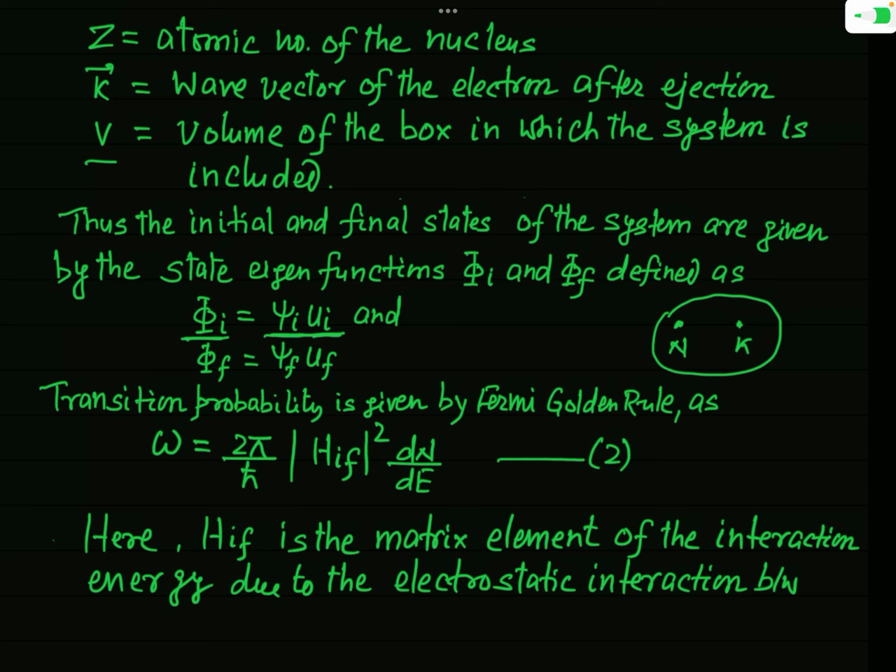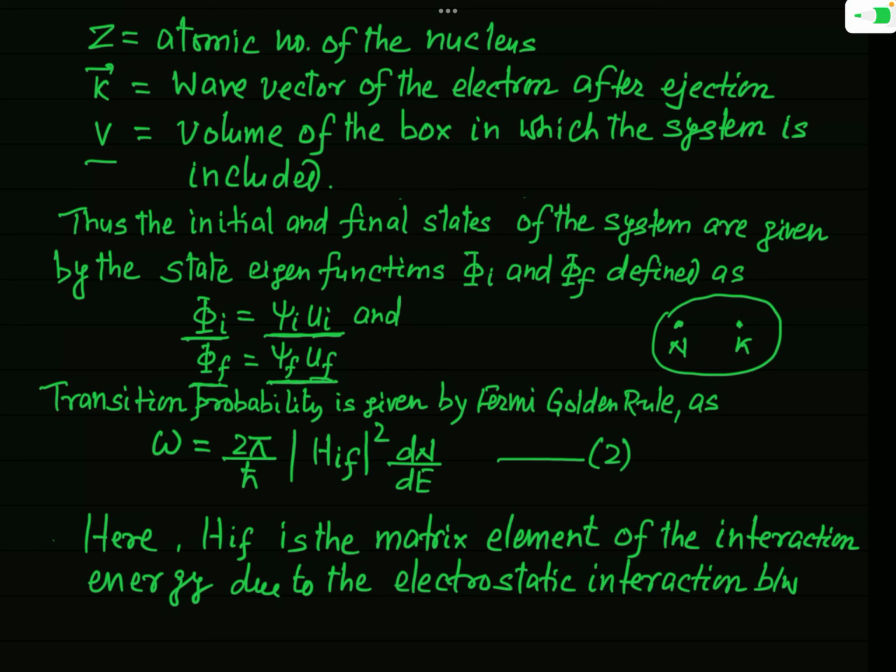So if you consider a system composed of the nucleus in its final state after transition and the ejected electron from the K shell, then that state may be defined by the wave function phi f, and that phi f is given by psi f times uf, because we have considered that this psi f is the wave function representing the final state of the nucleus, and uf is the wave function corresponding to the electron which is ejected from the K shell, that is, a wave function for the ejected electron.